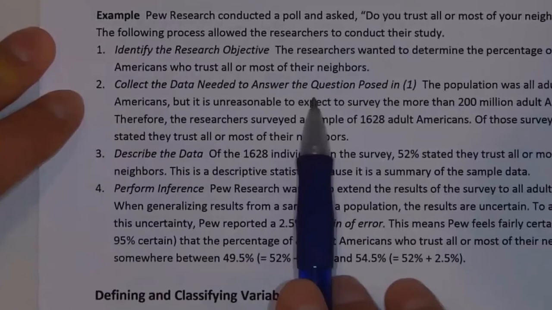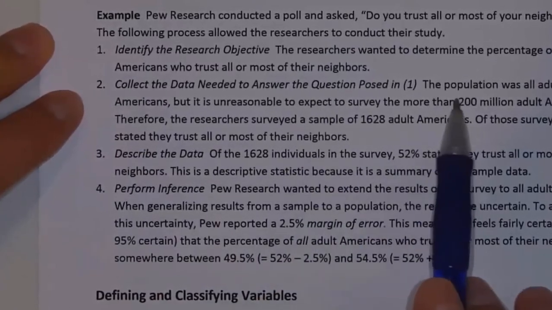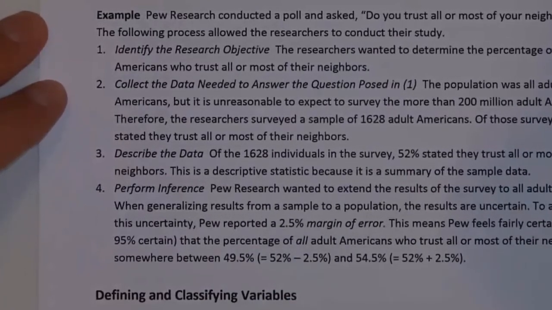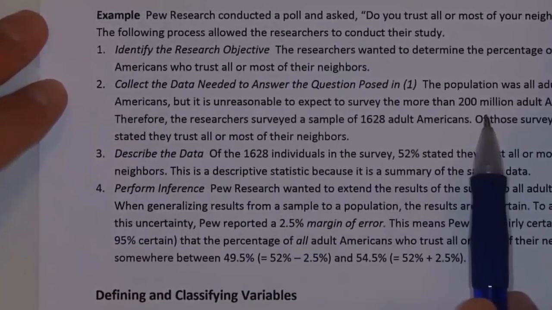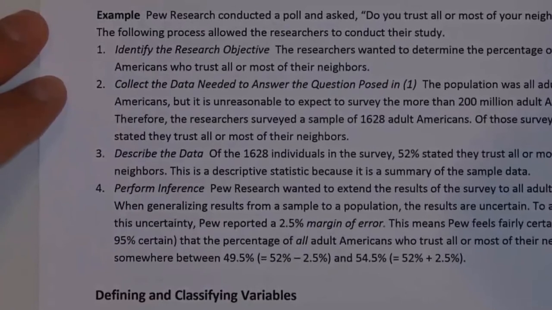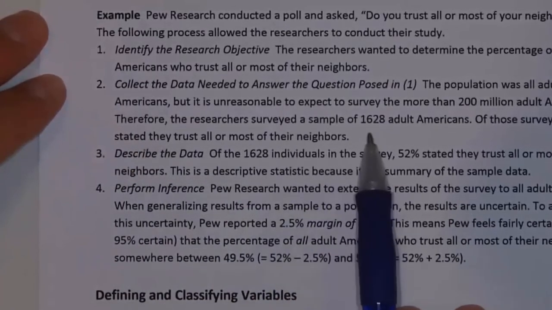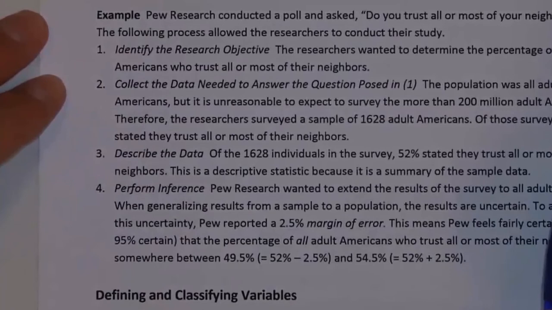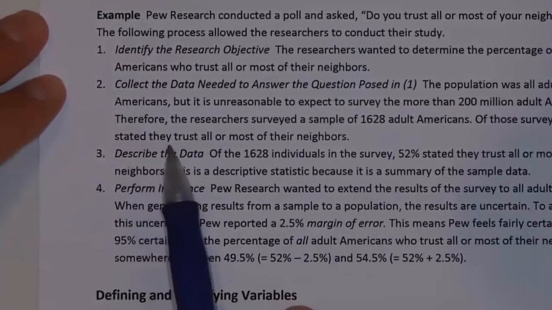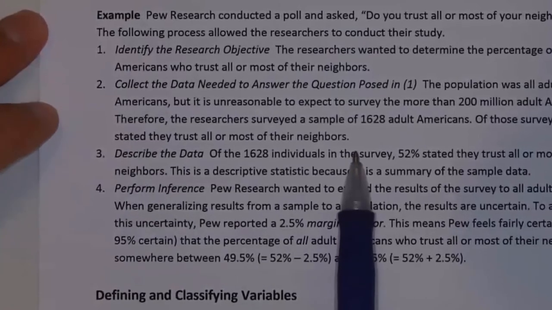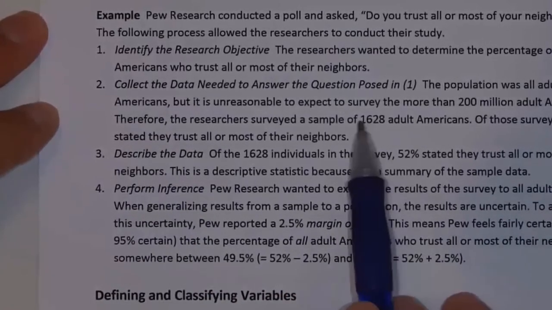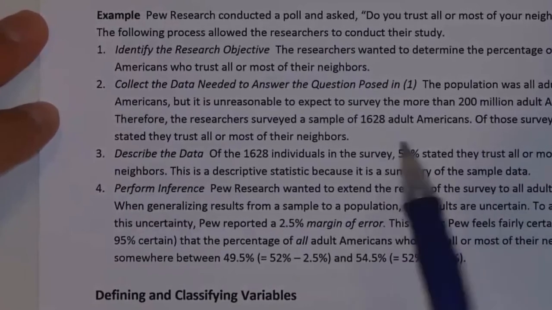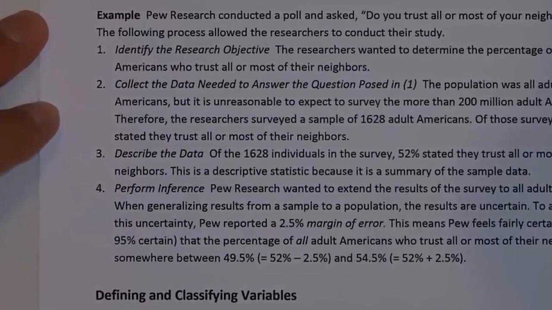Second, they had to collect the data they needed to be able to answer that question. The population in this case was all adult Americans, but it would be unreasonable to try to actually find the true parameter because there are over 200 million adult Americans. So instead, the researchers surveyed a sample of 1,628 adult Americans. Of those 1,628, 847 stated that they trust all or most of their neighbors. So they've obtained the data. They asked, do you trust your neighbors or not? Of those, 847 said yes, and the rest, I assume, said no.